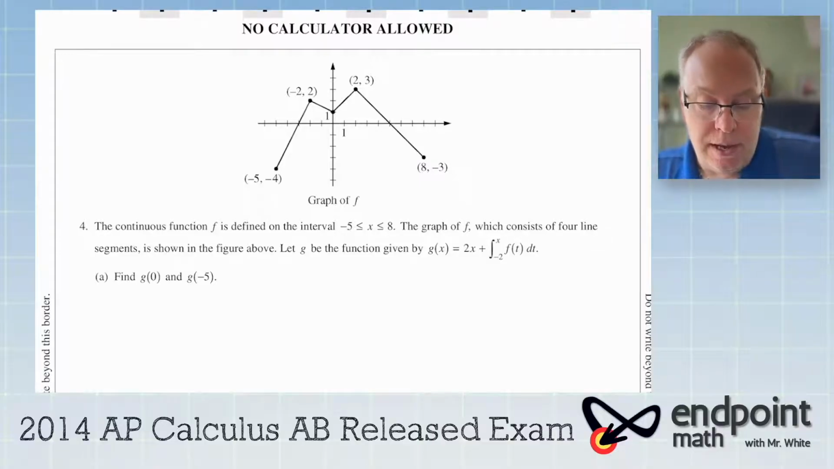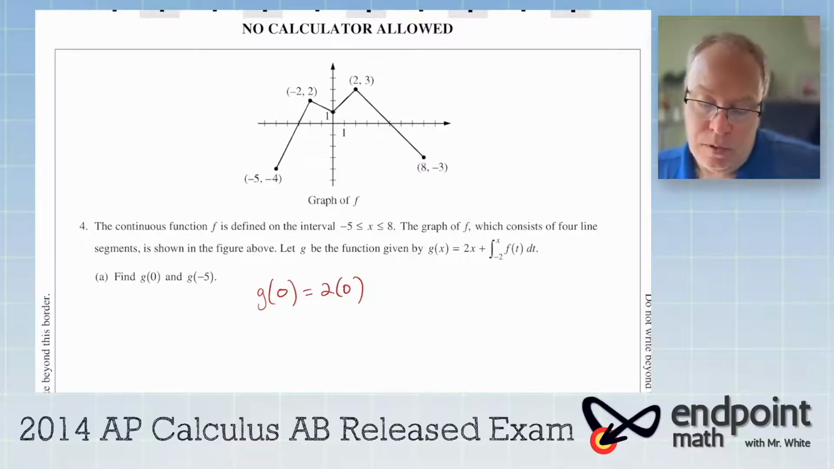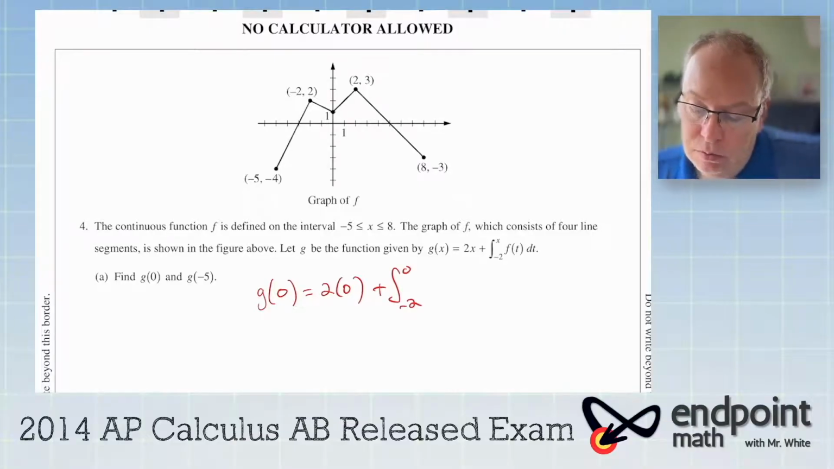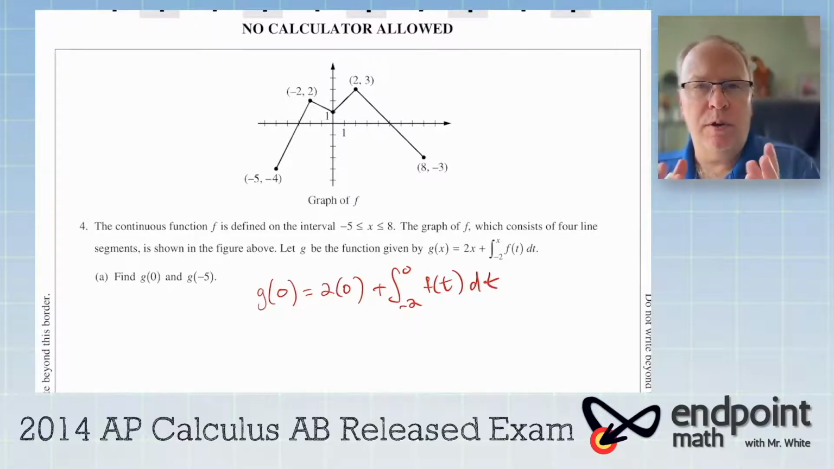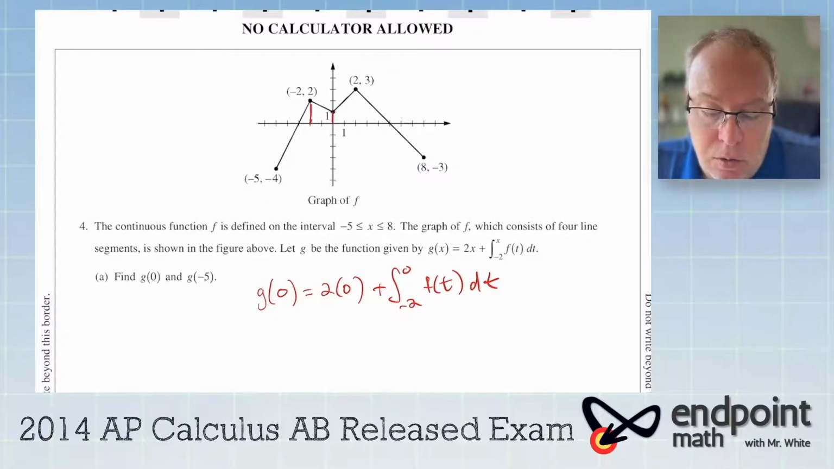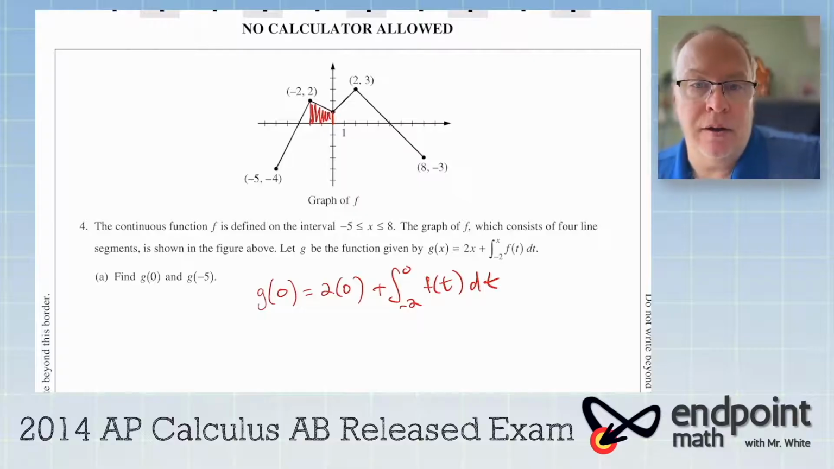All right, so the first thing is g of 0. To find g of 0, so g of x, g of 0 would be 2 times 0 plus the integral from -2 to 0 on the graph that we look above. So you remember when you first started learning about integrals, you used areas to solve them, and that's what you have to do from here. We're going to go right in here. We have to find that area right there. So that is a trapezoid.